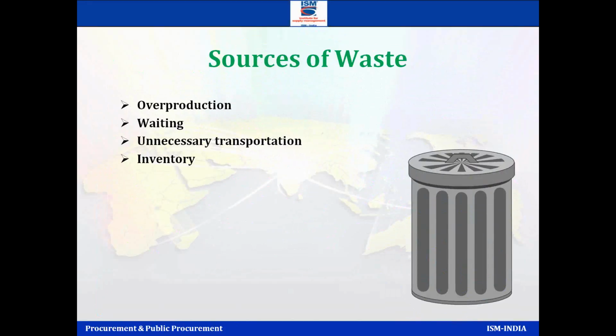The waste could be that I'm doing overproduction. I need 40 pieces, but I'm producing 100 pieces. So 60 are going to lie around. Those 60 will occupy space, and space means you're paying the rent. Second could be the waste of waiting.